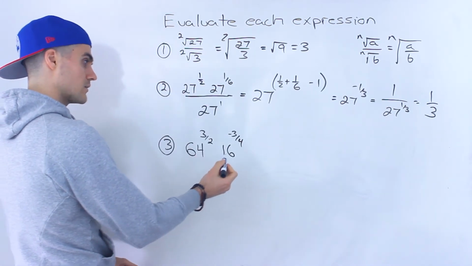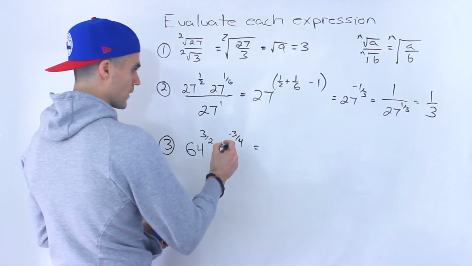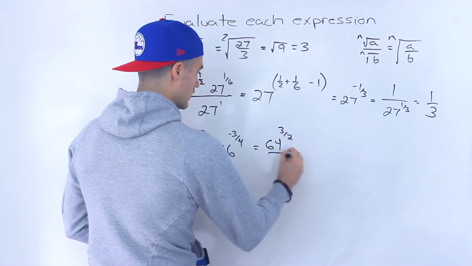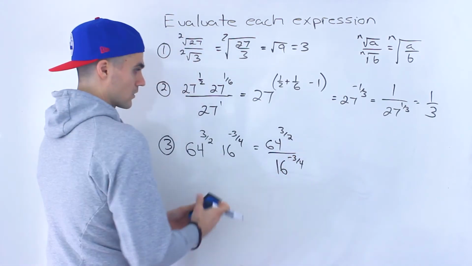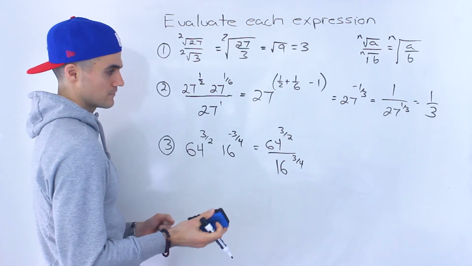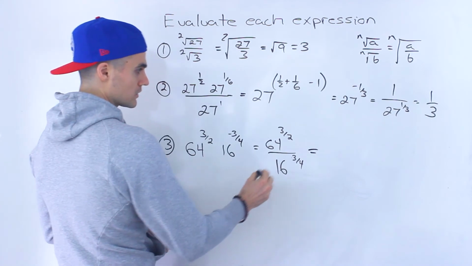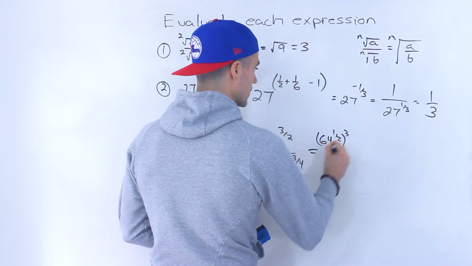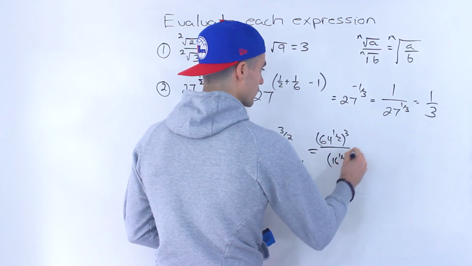And then over here, we can do this in different ways. First thing I'm going to do is take this, because it's a negative exponent, and bring it down to the denominator, and then it changes to a positive, like that. And then we can evaluate both of these separately. So we would have 64 to the power of a half to the power of 3, and then this would be 16 to the power of 1 over 4 to the power of 3.